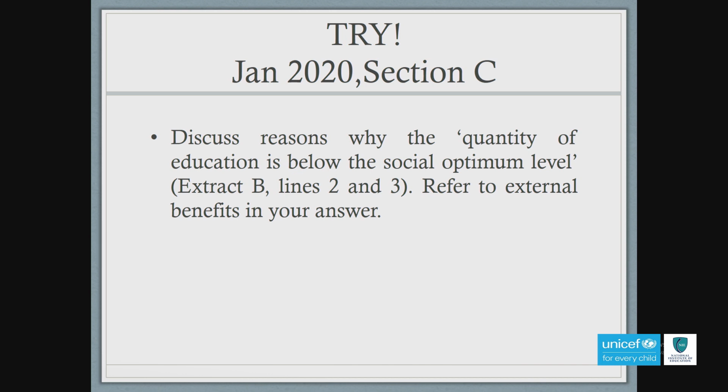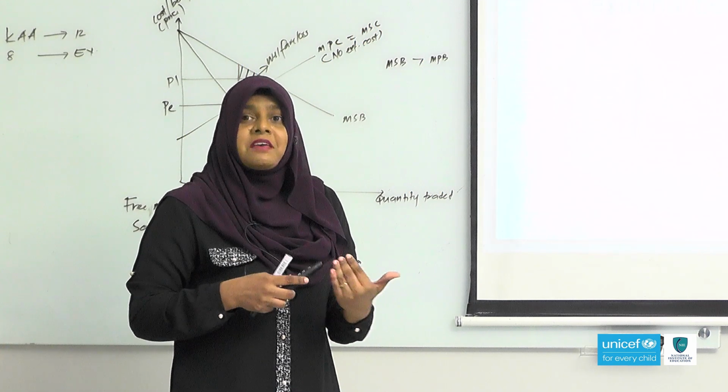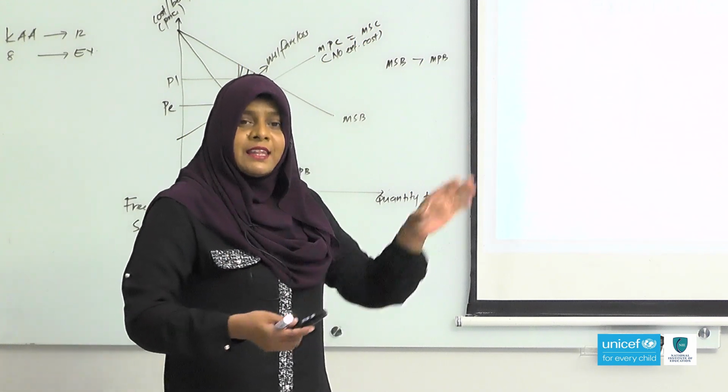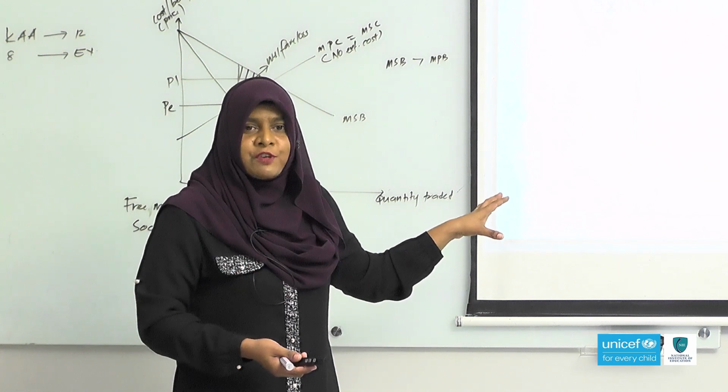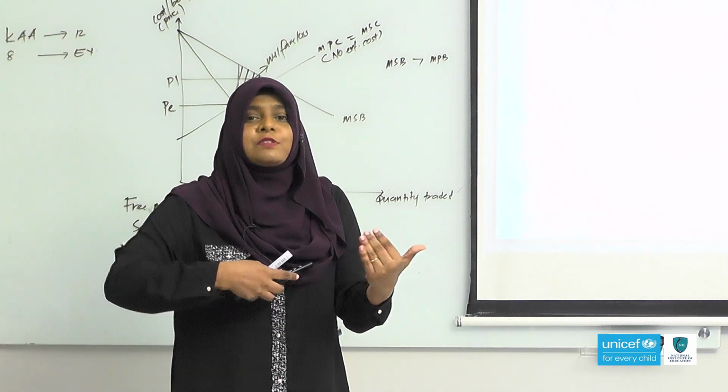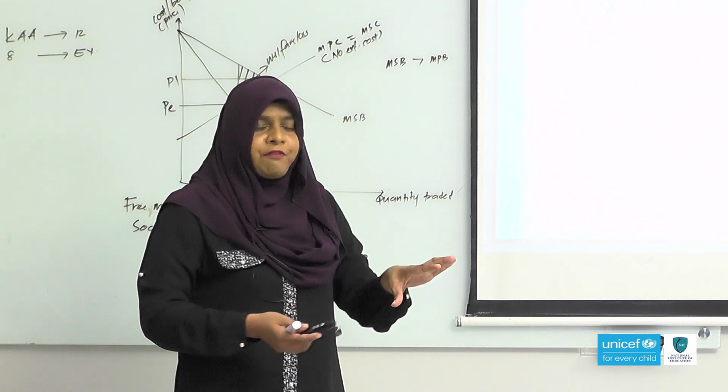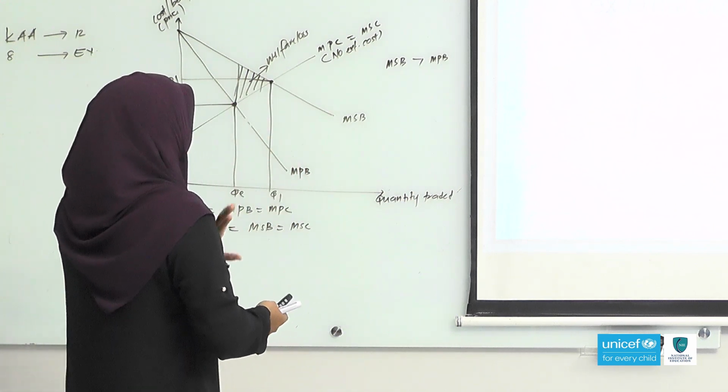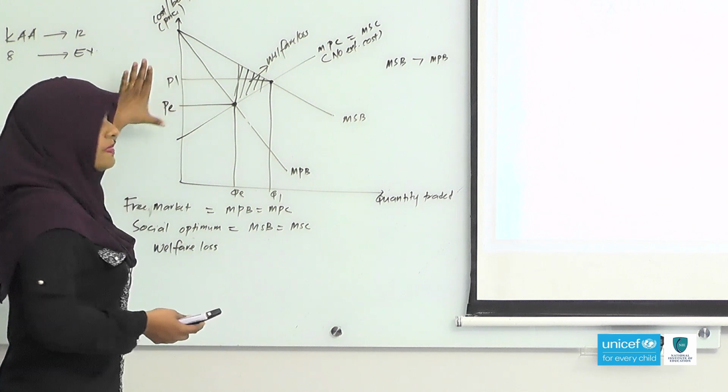Let's look at the question. This is a question that I have taken from the January 2020 paper. It says, discuss reasons why the quality of education is below the social optimum level. Do you see the difference in those two questions? In the first question, what I discussed was the impact of education. In this case, it is the causes of under-provision of education. So the way you structure your answer has to be different, but the graph that you apply to any external benefit question will be this graph.